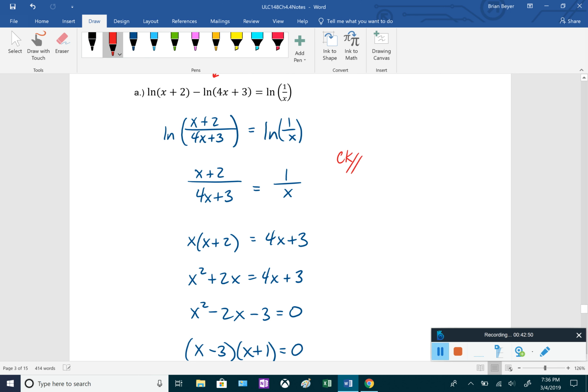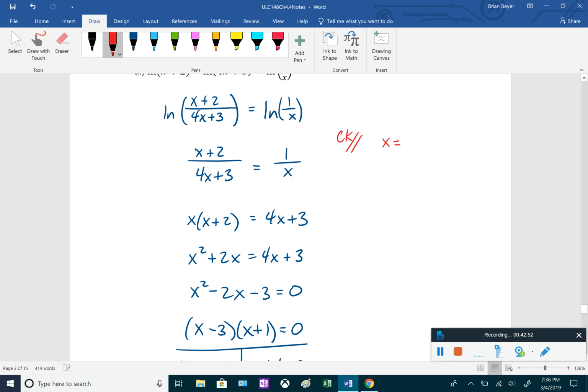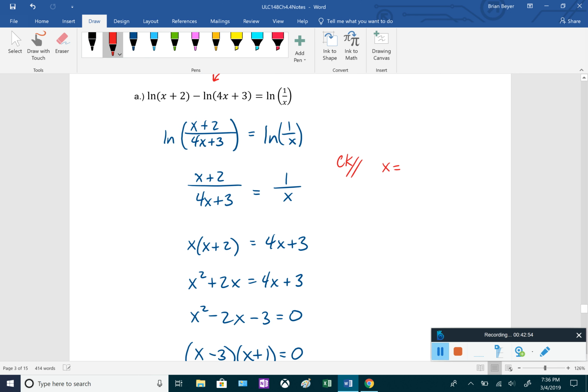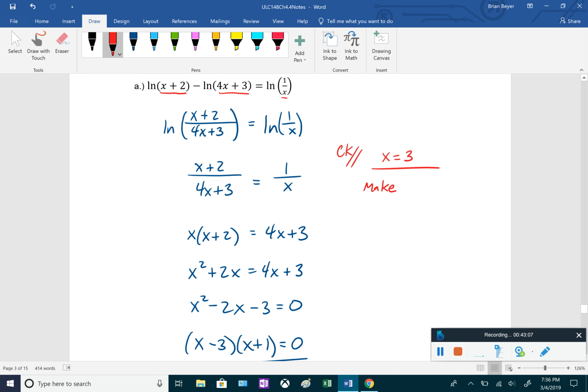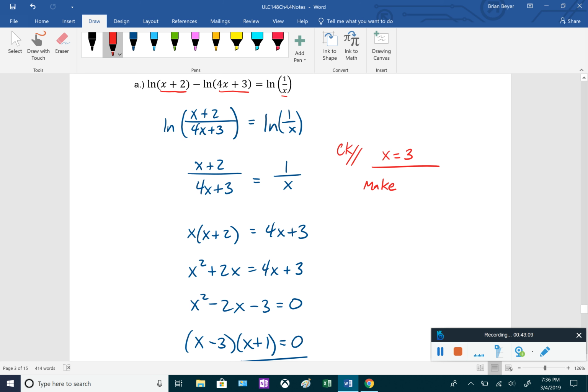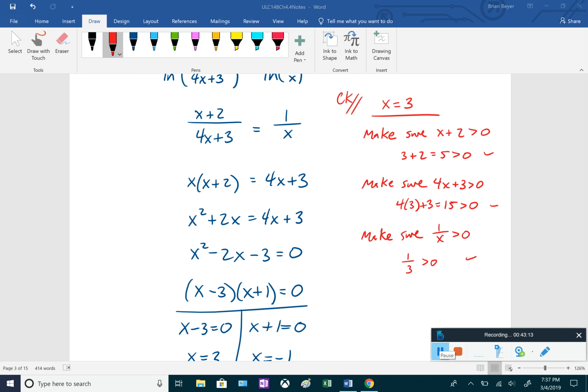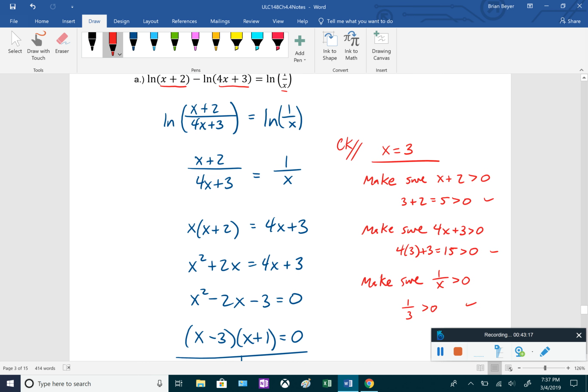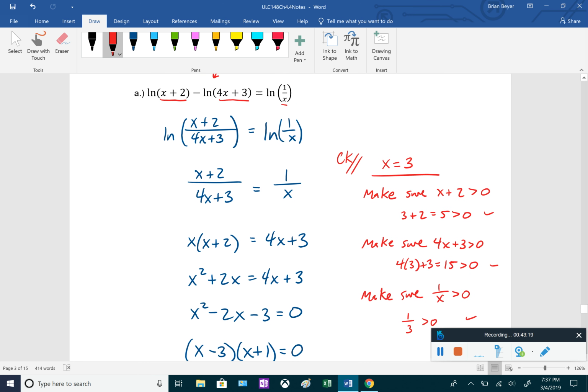So checking it, let's check x equals, what did we get down here? x equals 3. We have to make sure x plus 2 is positive, 4x plus 3 is positive, and 1 over x is positive. So I'm going to skip making you look at all this because you can probably see that all of these are going to be positive, so I'll pause it and just write it. Okay, so I just plugged the 3 into all of those inputs, and I show that all of those are going to be positive.